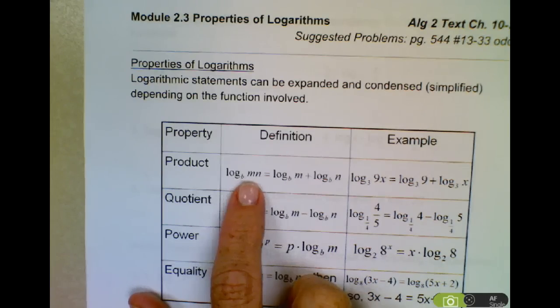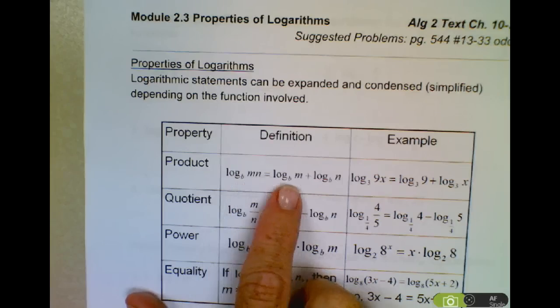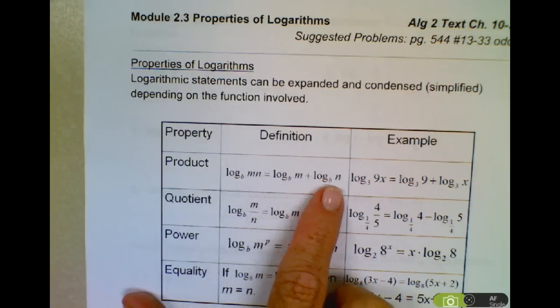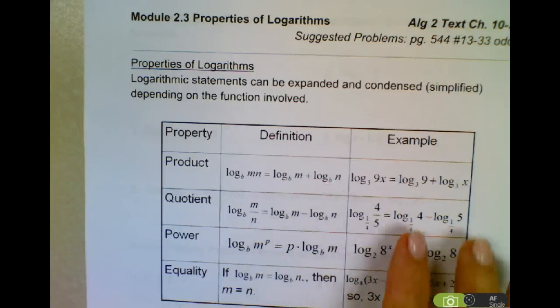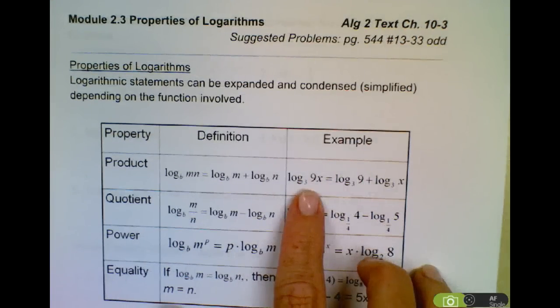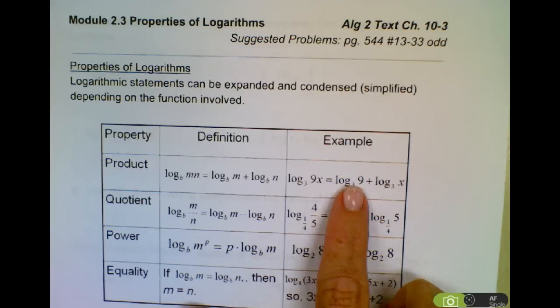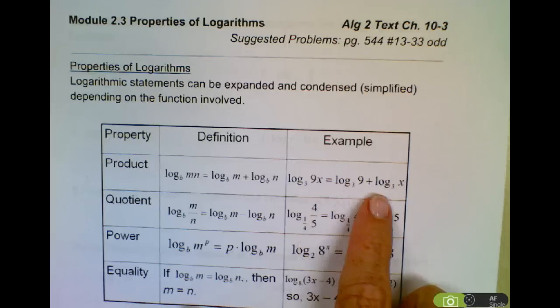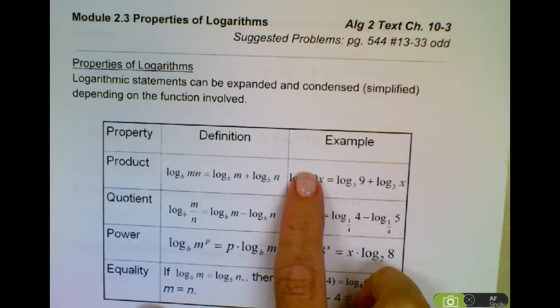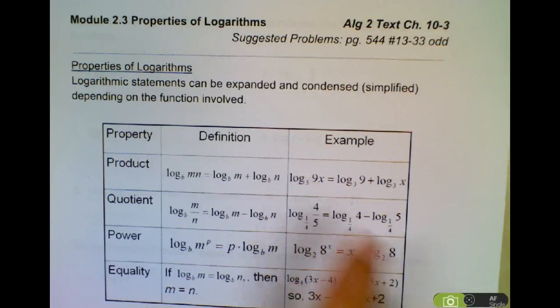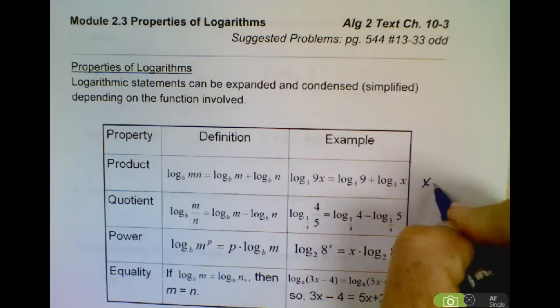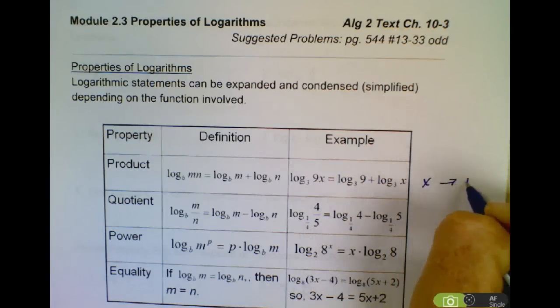So log_b(mn) equals log_b(m) plus log_b(n). For example, log_3(9x) would be the same as log_3(9) plus log_3(x). You just simply break that apart and write it as an addition problem if you have multiplication going on. Okay? So if you have multiplication, then you're dealing with adding.